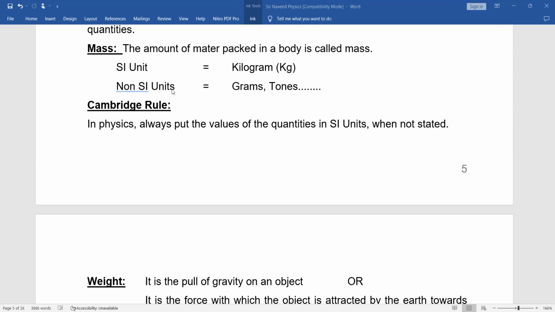And it is also measured in some other units which are named as non-SI units. Grams, tons, these are the non-SI units. In Cambridge rule, always put the values of the quantities in SI units when not specified.